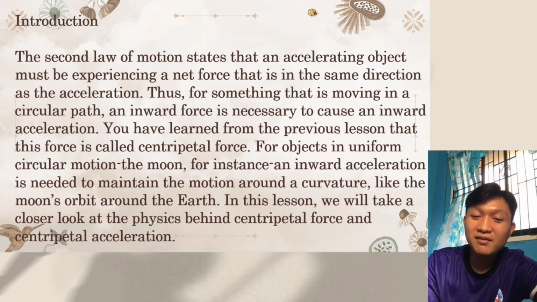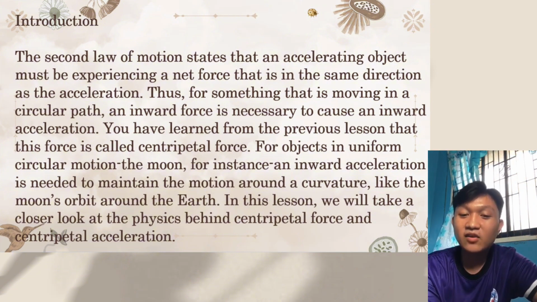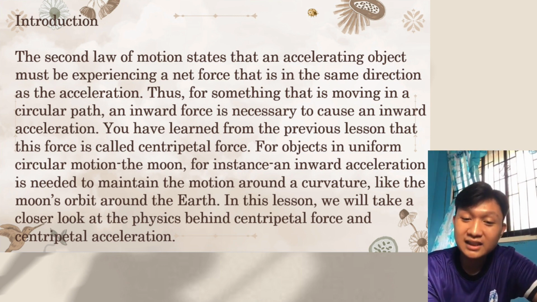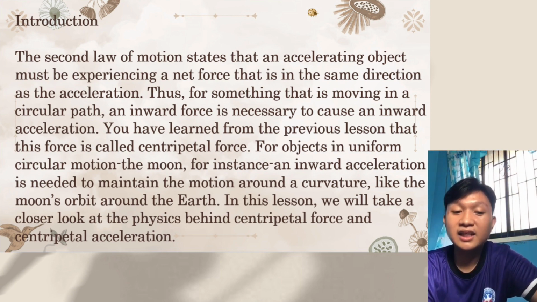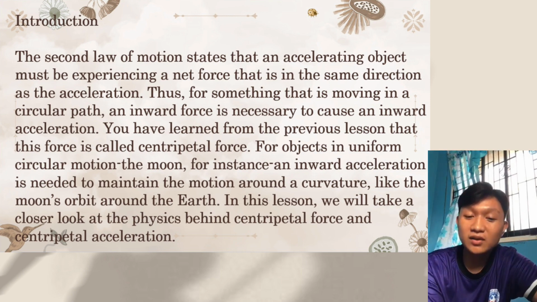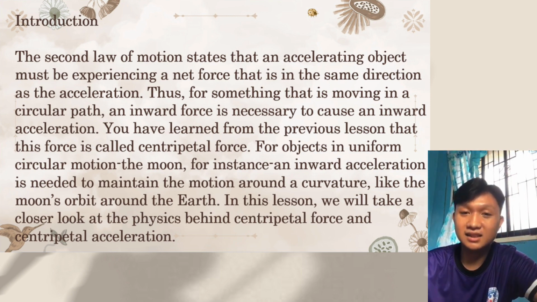Okay, so you have learned from the previous lesson that this force is called centripetal force for objects in uniform circular motion. The moon, for instance, needs an inward acceleration to maintain its motion around a curvature, like the moon's orbit around the Earth. In this lesson, we will take a closer look at the physics behind centripetal force and centripetal acceleration.